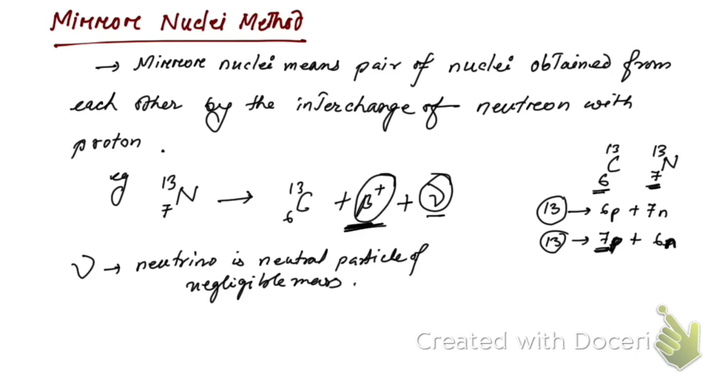So we can say the mass of the neutrino is almost 0, and this beta positive is nothing but a positron, right? This is a positron. Okay.